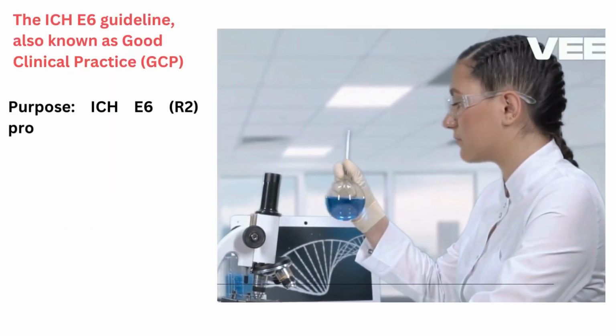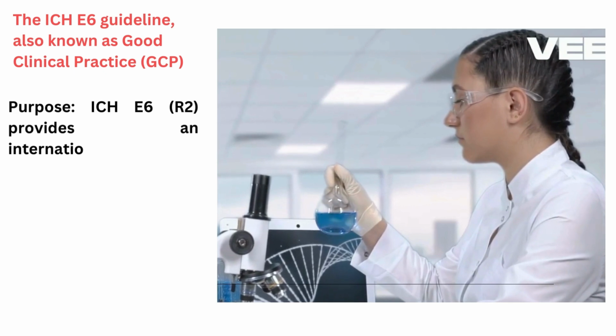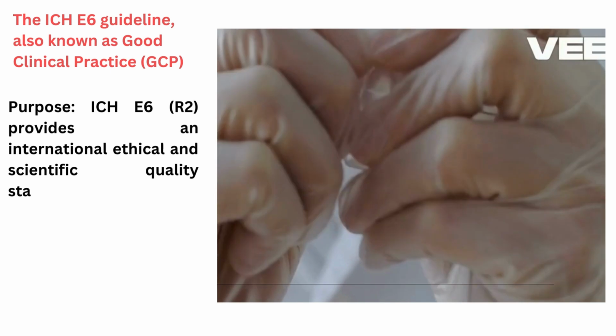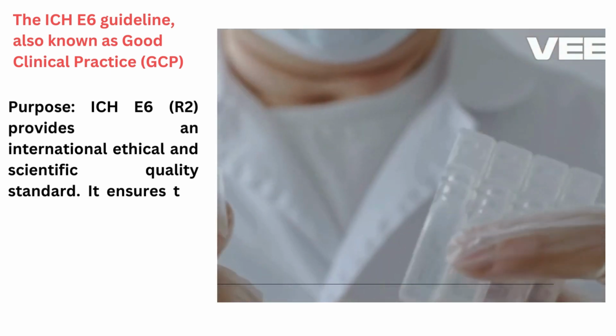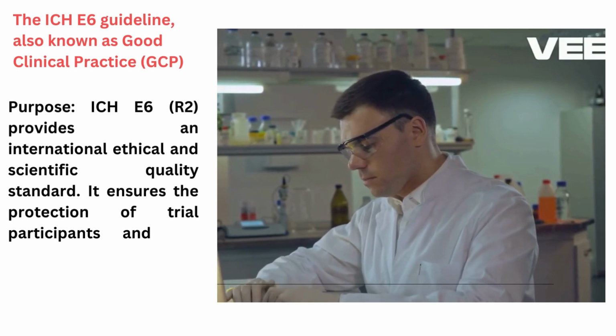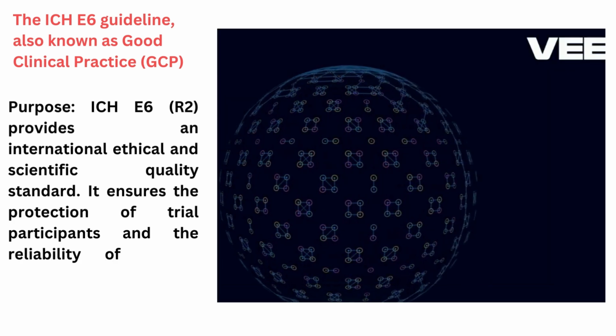ICH E6 is also called good clinical practice. The purpose of these guidelines is to provide an international ethical and scientific quality standard. It ensures the protection of participants who are involved in clinical research.